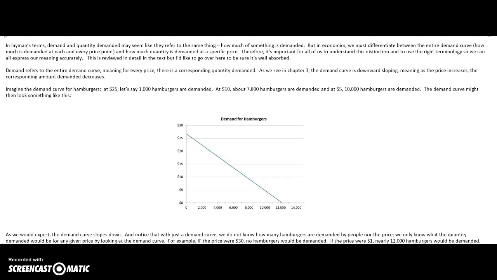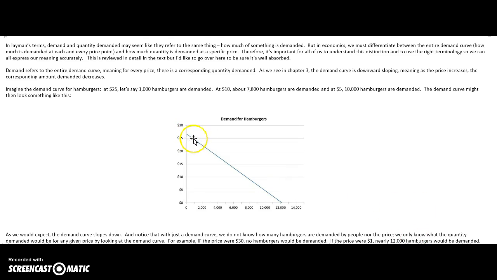So let's imagine this demand for hamburgers. This is just some made up numbers from me, but we see at $25, about 1,000 hamburgers are demanded. That's the quantity demanded at that price. And at about $10, if you were to look at the graph below, it would be about 7,800 hamburgers demanded. And at $5 per hamburger, people are buying 10,000 hamburgers. That's the quantity demanded at that price.